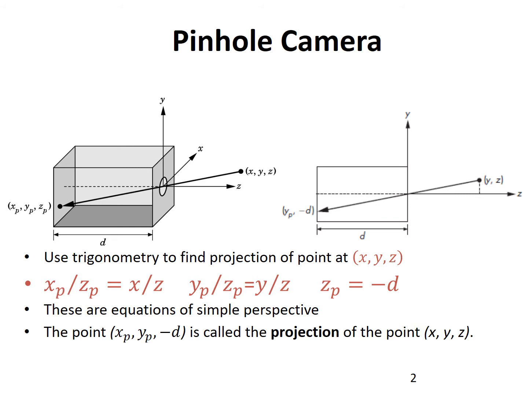The subscript P stands here for projection. Now, because this angle is the same as this angle, these ratios can be defined easily. XP over ZP is equal to X over Z. Similarly, YP over ZP is equal to Y over Z. And additionally, we know the depth of this box, and hence we can replace ZP with minus D. These are equations of simple perspective. The point XP, YP, minus D is called the projection of the point XYZ.